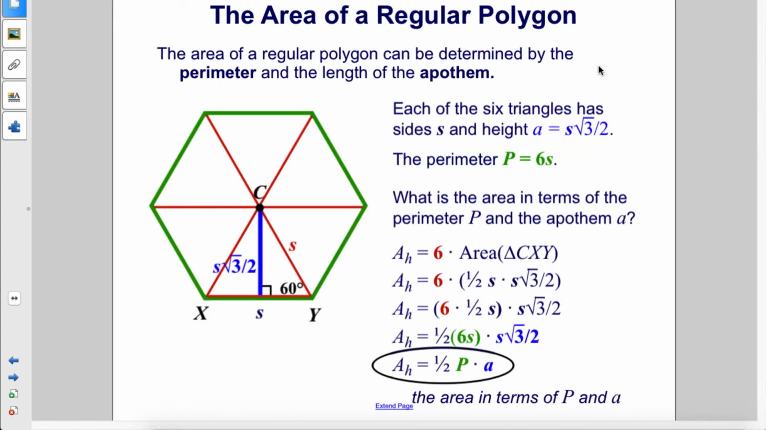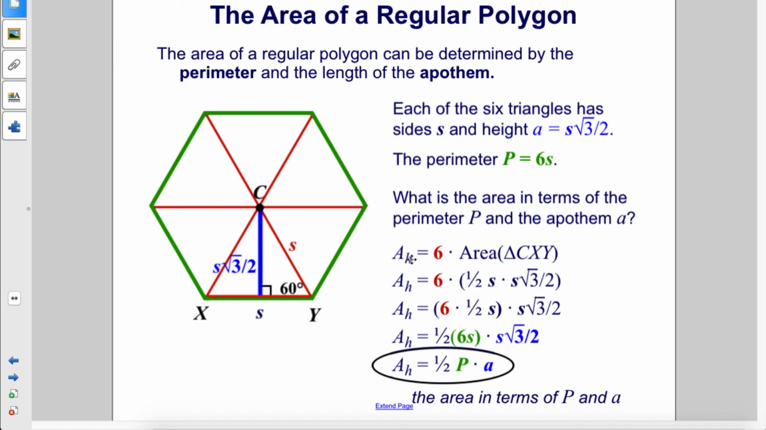The area of a regular polygon can be determined by the perimeter and the length of the apothem. Each of the 6 triangles has sides s and height a, which is s times the square root of 3 over 2. The perimeter p equals 6s. What is the area in terms of the perimeter p and the apothem a?